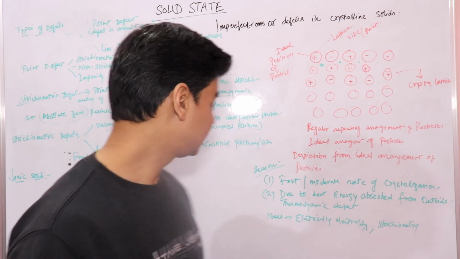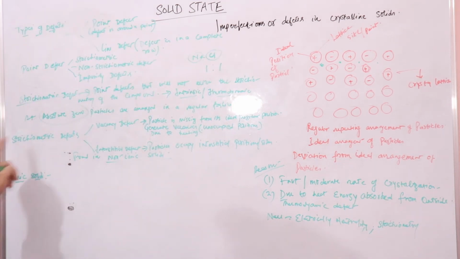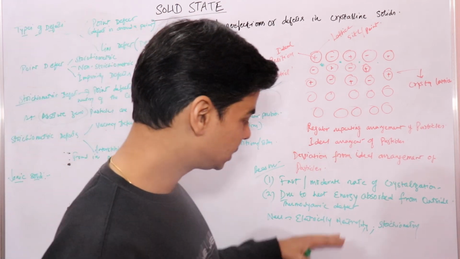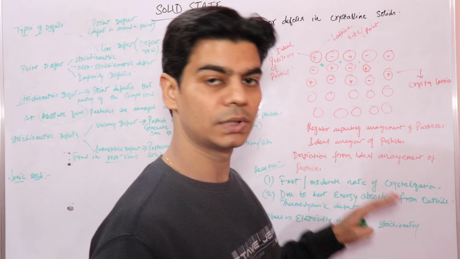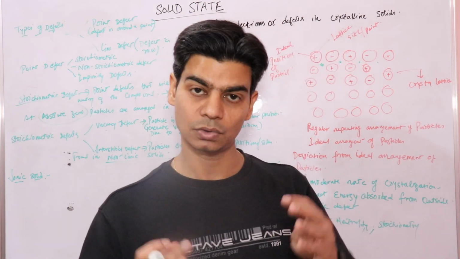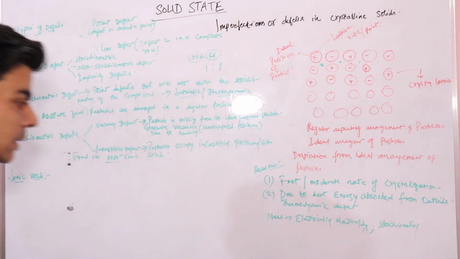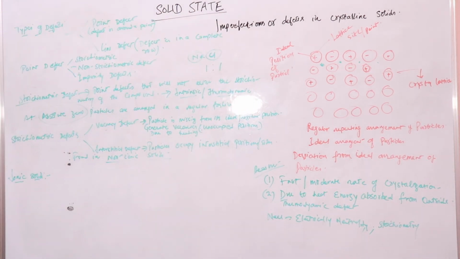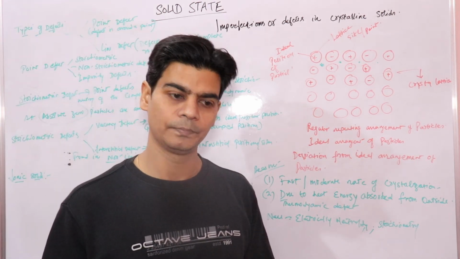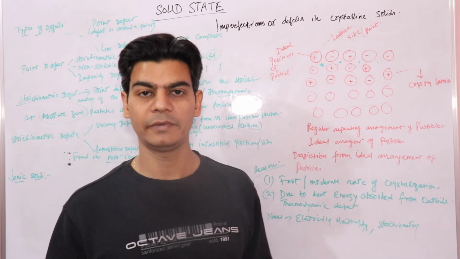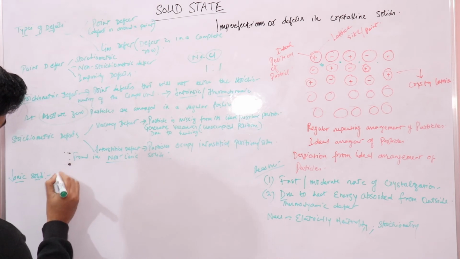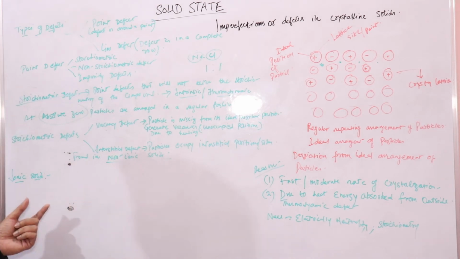Make sure that any defect in an ionic solid will not disturb the electrical neutrality of the ionic solid and its stoichiometry, that is the ratio of the cations and anions. The stoichiometry should remain the same, right? So when we talk about defects in ionic solids, we again have two types of defects, which we call Schottky defect and Frenkel defect, right?